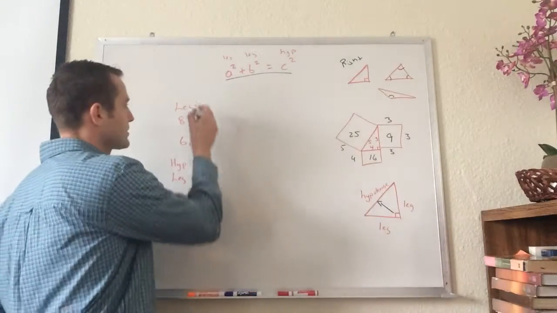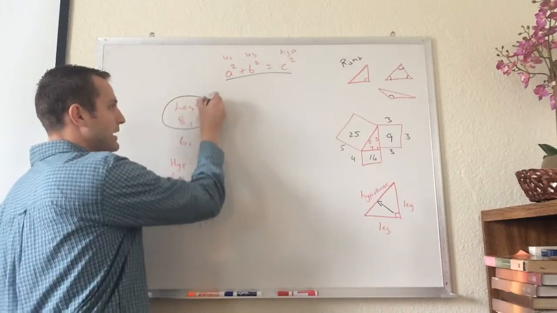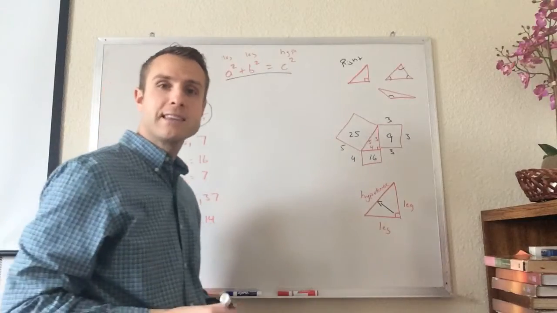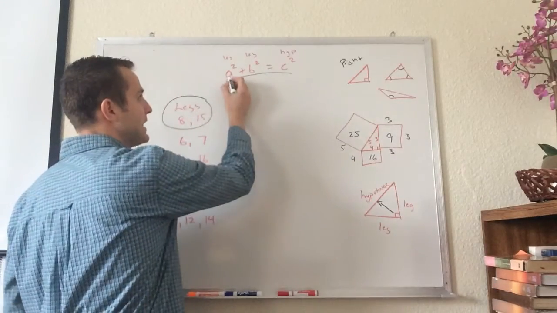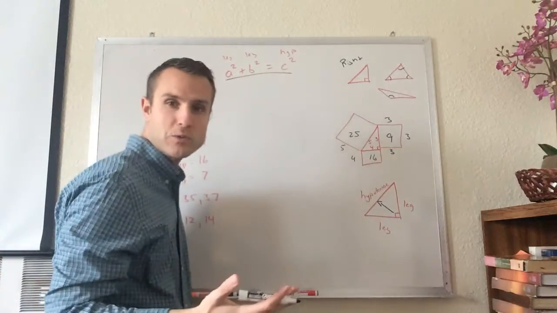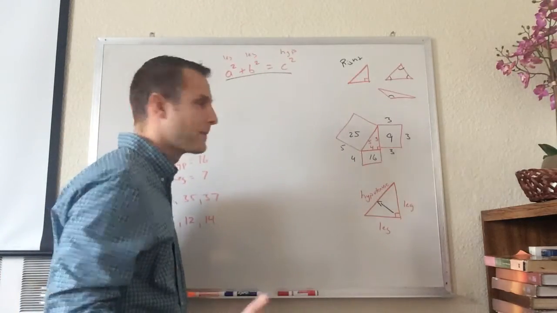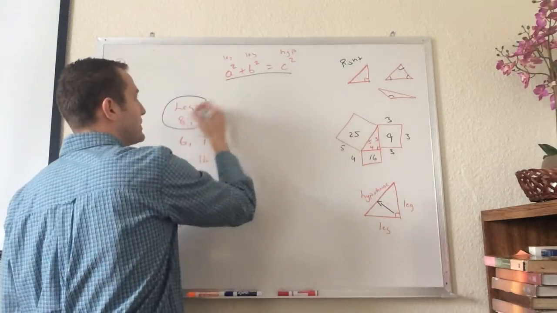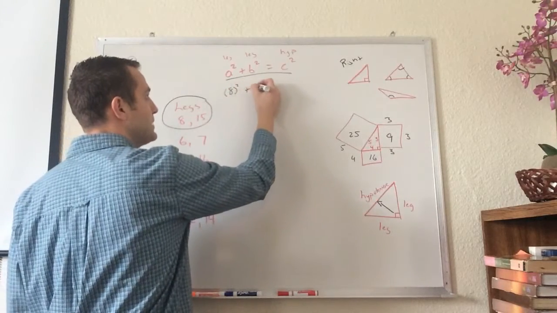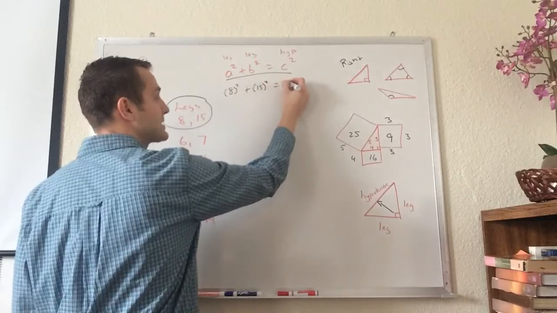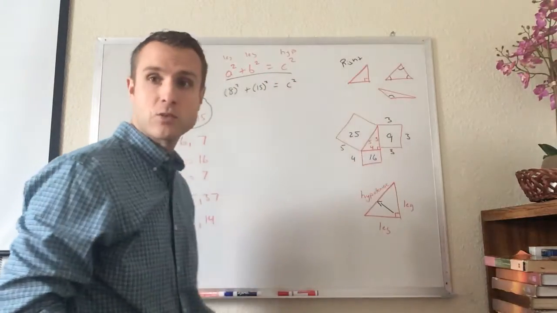So let's start with this first one. Let's say I have a right triangle with legs that are 8 and 15. So remember, if I have the legs, that's this A and the B. It doesn't matter which one you use for A and which one you use for B. So I'm going to put the first leg as A. I'm going to square it. The second leg is B, and I'm going to square that, and that's going to equal my hypotenuse squared.